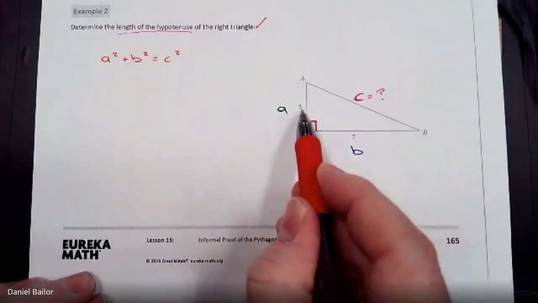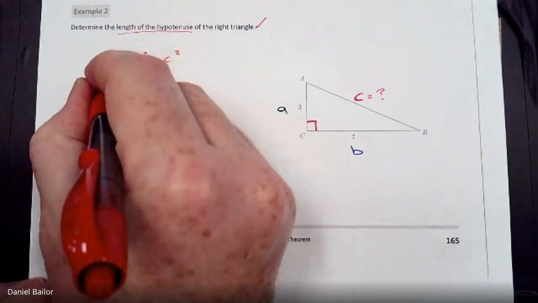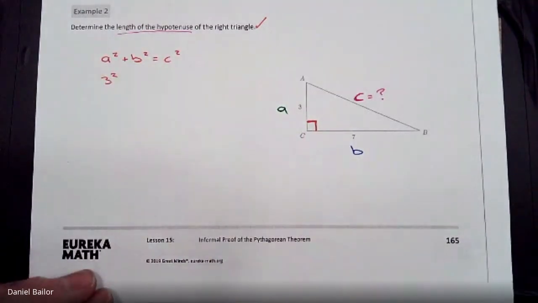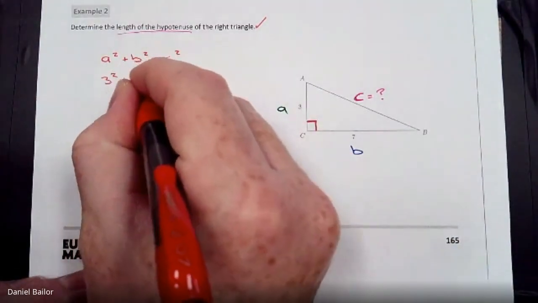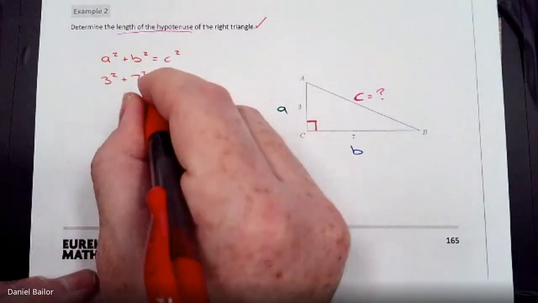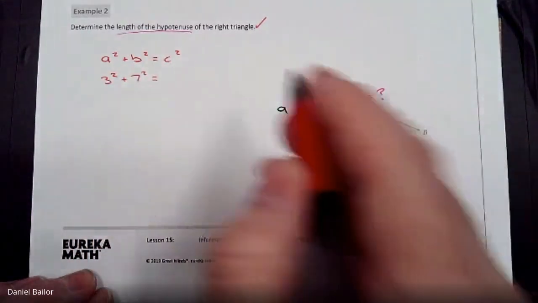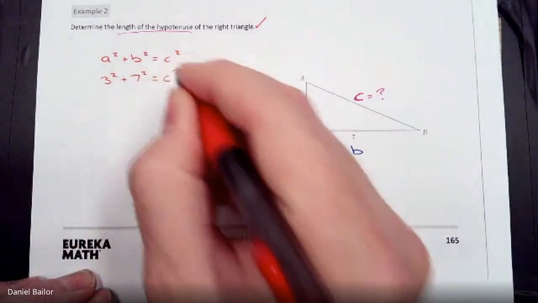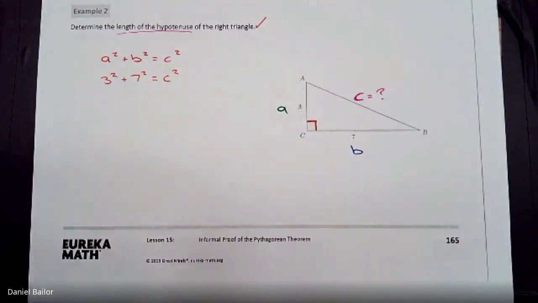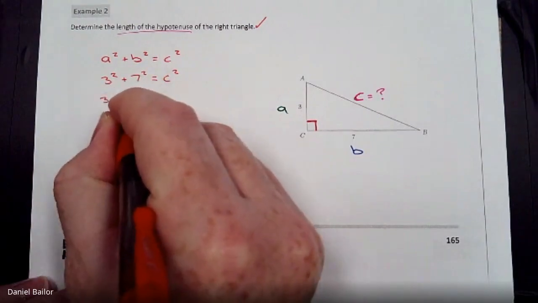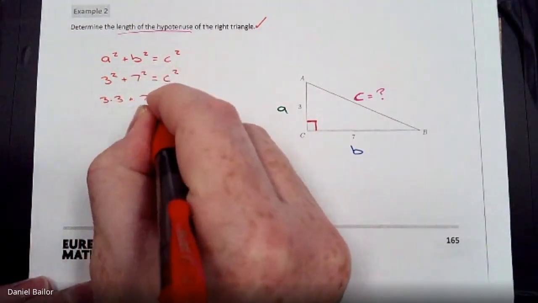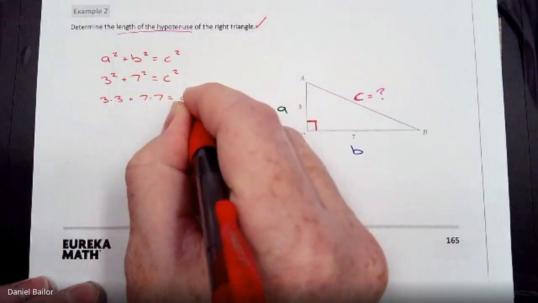So a is 3, so we have 3 squared. B is 7, so we put 7 instead of b, so we have 7 squared. And c is still unknown, so we're going to keep the variable. Now 3 squared means 3 times 3, plus 7 squared means 7 times 7, equals c squared.